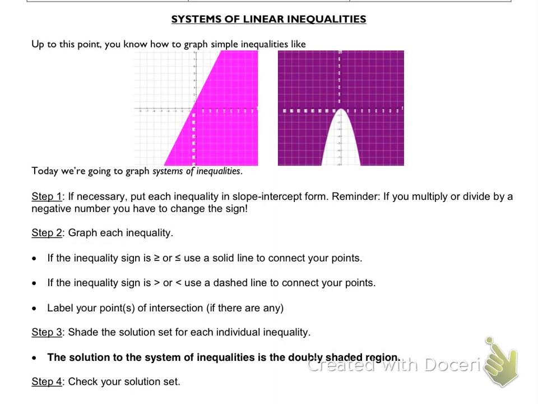Step 1. If necessary, put each inequality in slope-intercept form. Reminder, if you multiply or divide by a negative number, you have to change the sign. This is important. Do not forget that, because many times we do. Then you graph. Remember that if it's or equal to, it's solid, and if it's not or equal to, it's dashed. Then you label your points of intersection if there are any, and then you shade. So we know that the solution of the system is where it's double shaded. And then you check your solution set.